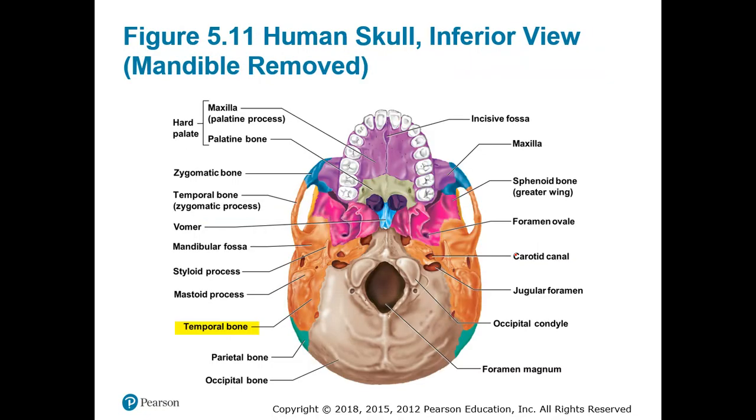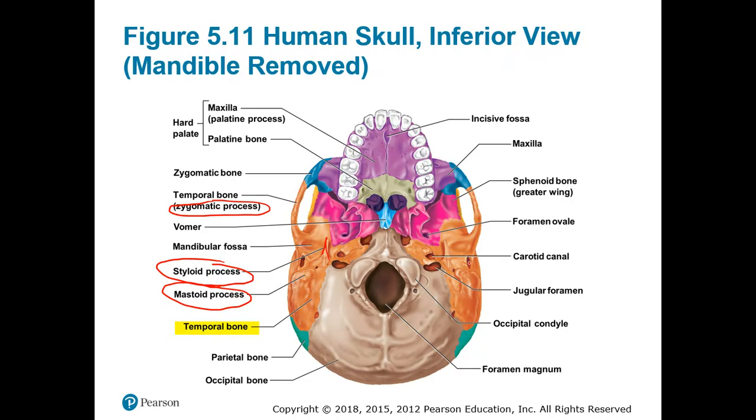Here is another view. This view of the human skull is an inferior view, so that means you're looking at it from the bottom. Again, the orange is still your temporal bone, but here is an example of what your mastoid process looks like if you were looking at the bottom of the skull. Again, this is your styloid process. If you're looking at the bottom of the skull, you can kind of still see that it is a point. Even your zygomatic process right here, we see more of that bridge that protrudes out.